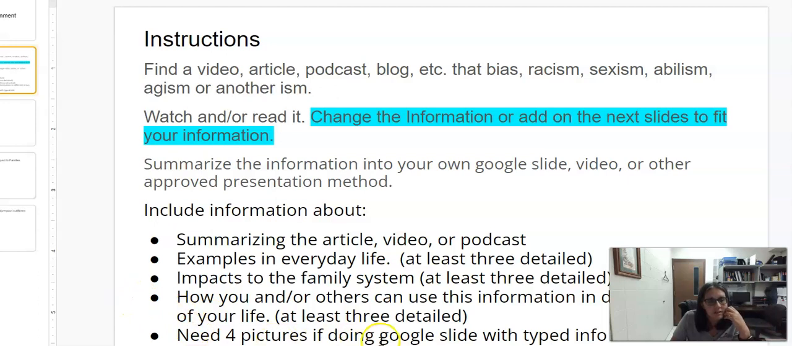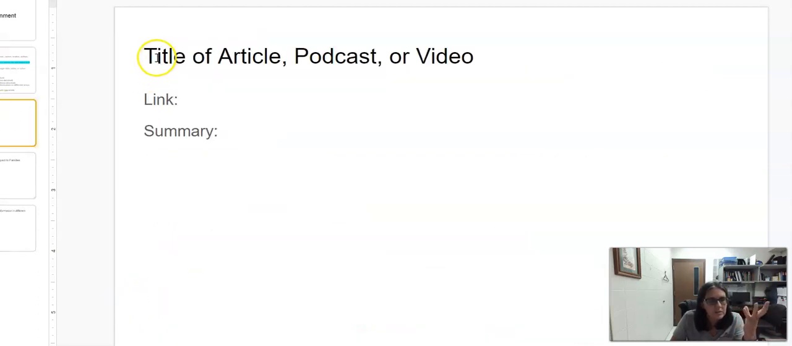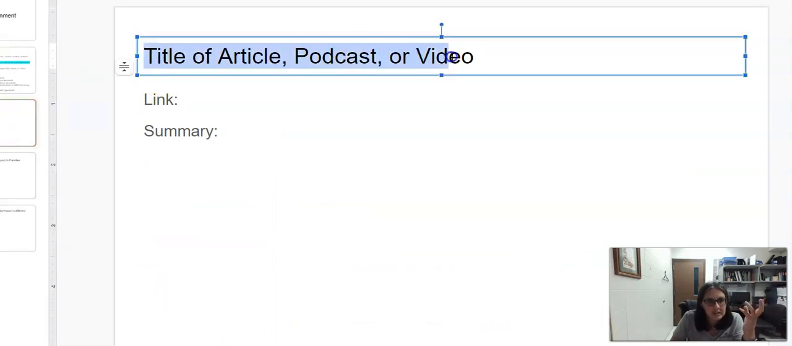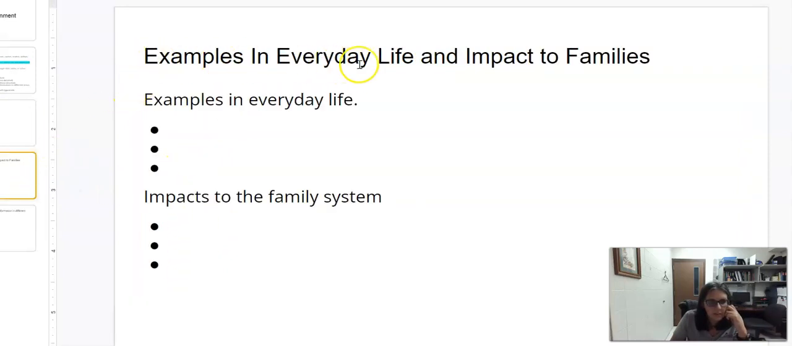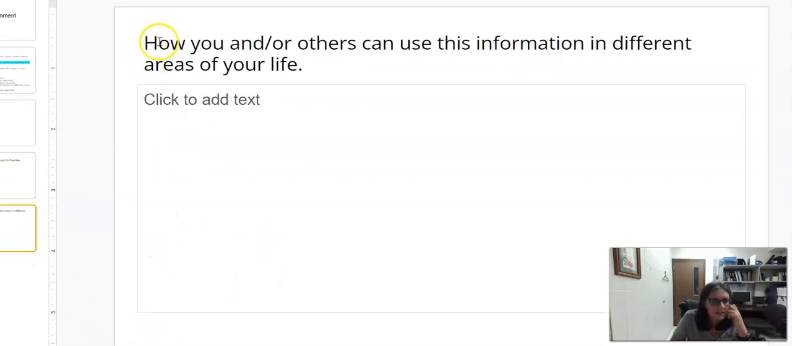Okay, and then you need at least 4 pictures if doing the Google slide with typed info. And so I have it. You're going to change this right here to whatever your article, podcast, or video is. You're going to share the link for it. And then you're going to give me a big long summary right here. Okay, this should be pretty big. Okay, the next part, examples in everyday life, impact to families. I have little spots for you. So you're going to give me information there. And then this is a big part.